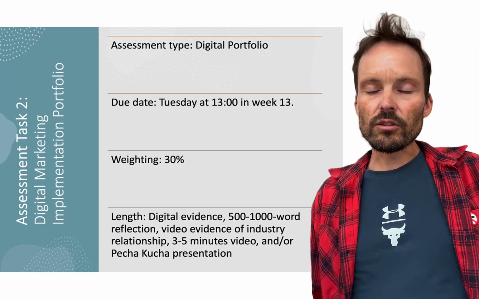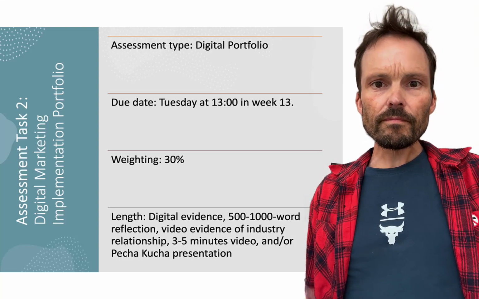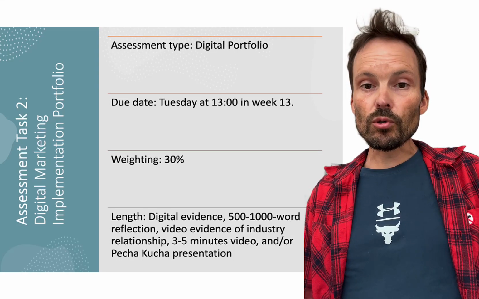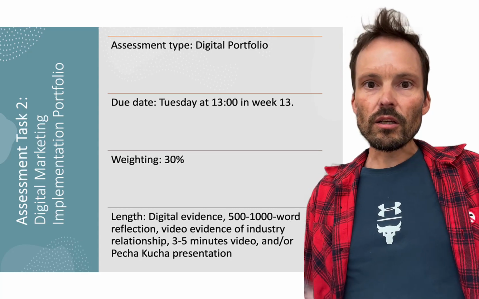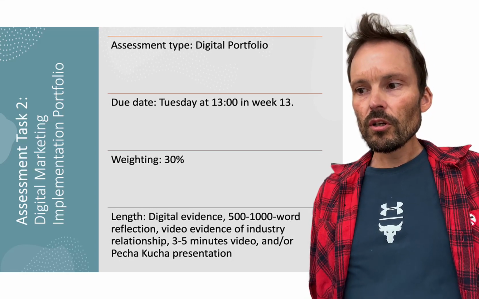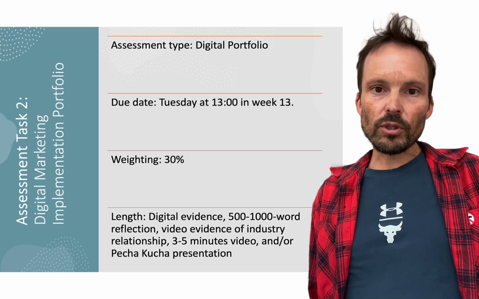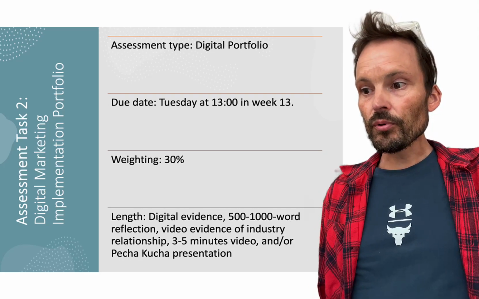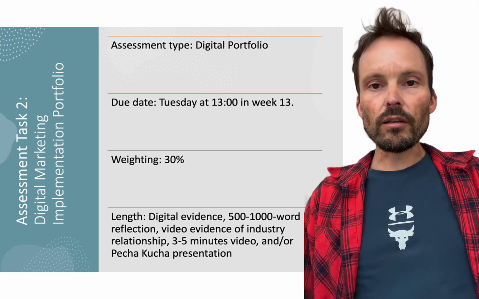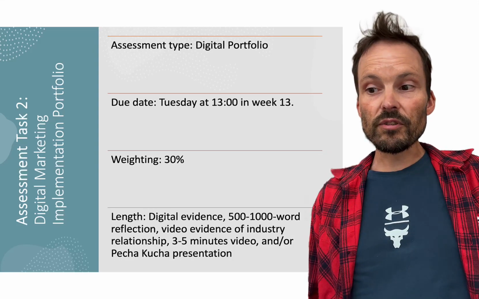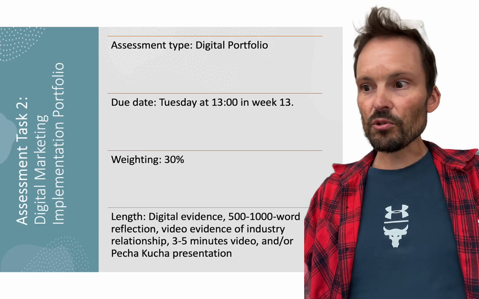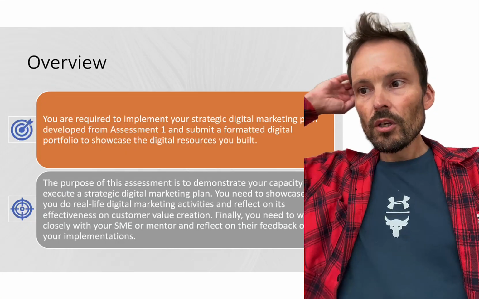And so here we're looking at length: digital evidence, screenshots and hyperlinks in your portfolio. And then we have a few words of reflection in there. So between 500 and 1,000 words of reflection, depending on whether you work alone or in a group. You need video evidence of your industry relationship, and then finally you need a 3 to 5 minute video and/or a Pecha Kucha presentation, depending on whether you work alone or in a group.